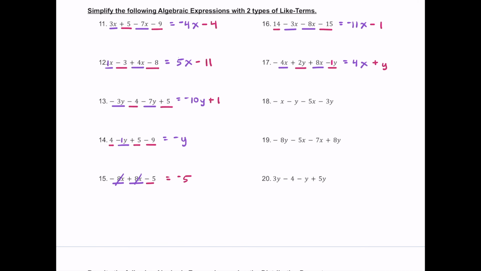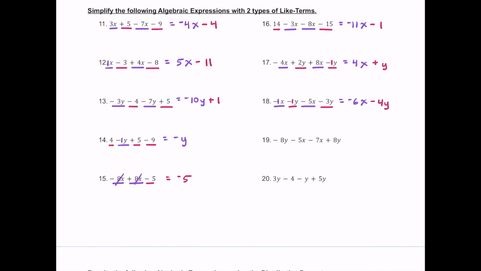For number 18, we'll do the x's first. We have negative 1 and we have negative 5, so those combine to make negative 6x. And then for the y's, we have negative 1y combined with this negative 3y, so negative 1 and negative 3 make negative 4, so we should have minus 4y.